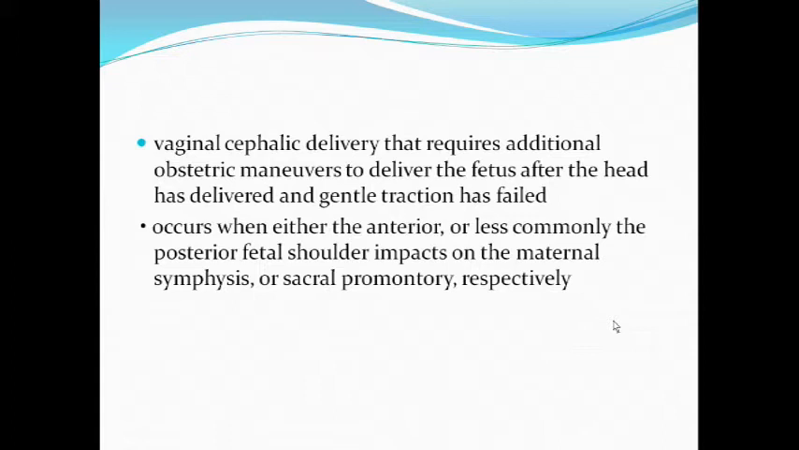It occurs when either the anterior or, less commonly, the posterior fetal shoulder impacts on the maternal symphysis or sacral promontory respectively. So shoulder dystocia occurs in a cephalic presentation in a normal vaginal delivery. After the delivery of the head, when there is difficulty in delivery of the anterior and posterior shoulder and the other part of the body, that is called shoulder dystocia.